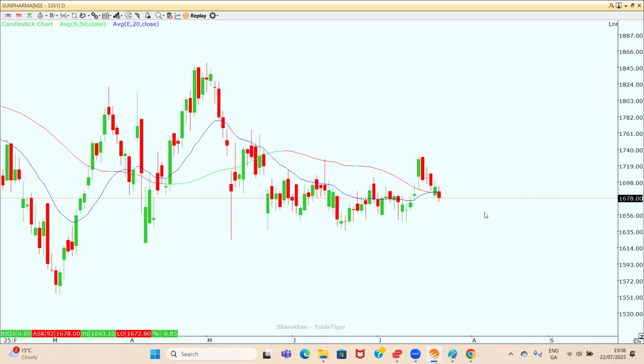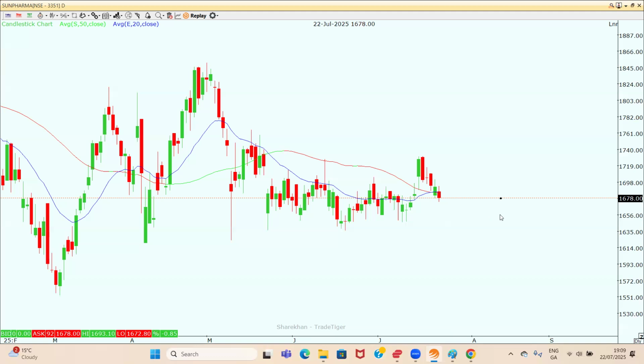When I say heavyweights, these are the stocks in a particular sector which have more weightage, like a big presence. Tata has a big presence everywhere. Reliance has a big presence everywhere, in different sectors. That's how Sun Pharma has a huge presence in pharma. So this is a heavyweight stock.